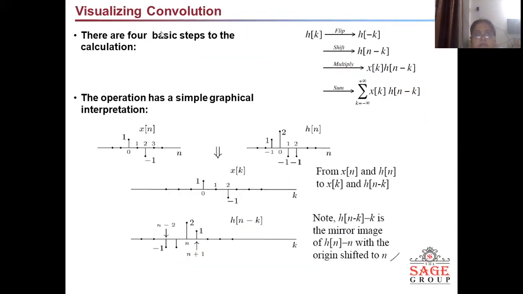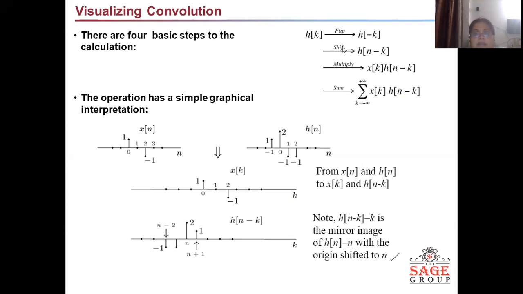Now we can visualize this convolution in the following steps. We take h[k], and we flip it, which means we invert this signal, so h[k] will be turned into h[minus k]. Then we shift it by n, giving h[n minus k]. Then we multiply with the input signal, and it is given by the summation for k equals minus infinity to plus infinity of x[k] into h[n minus k]. So these are the steps involved in the convolution, and the operation has a simple graphical interpretation.